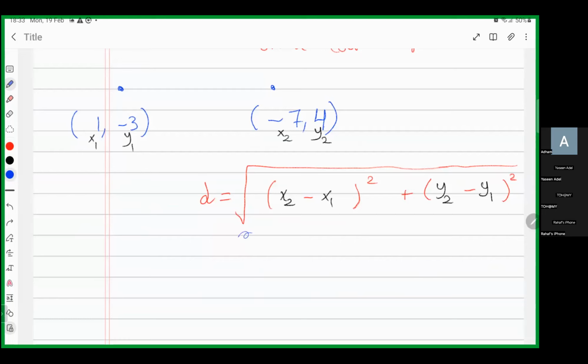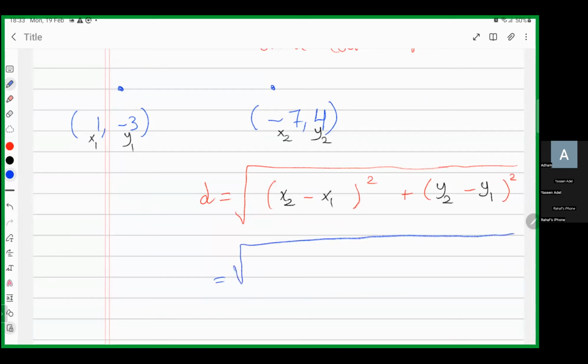So again, square root of x2 minus x1 squared plus y2 minus y1 squared. Yasin, help me. I want to subtract x2 minus x1. Where is x2, Yasin? x2 is negative 7. Negative 7 minus x1. Do we always subtract or is it under a circumstance? We always subtract. Can you see the red minus? We always do this. So negative 7 minus what, Yasin? Where is x1? Minus 1, squared, plus.